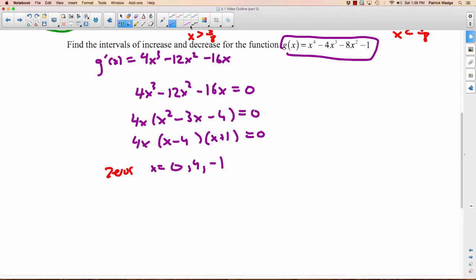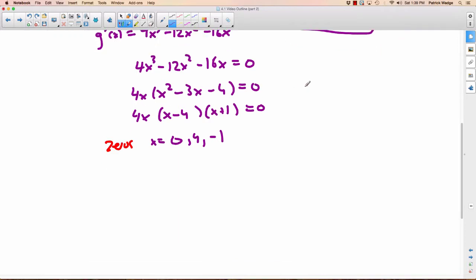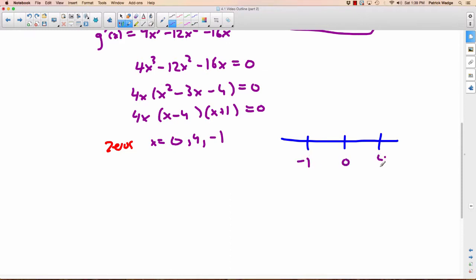Okay, so these zeros, what we're going to do with them is we're going to put them on our wiggle graph, just like we did last day. So we're going to put 3 points on here, which are -1, 0, 4. Notice the spacing really doesn't matter at all.